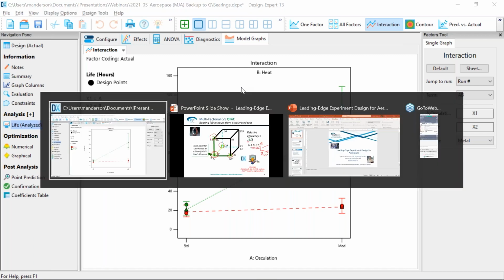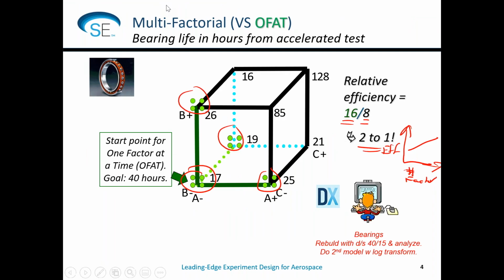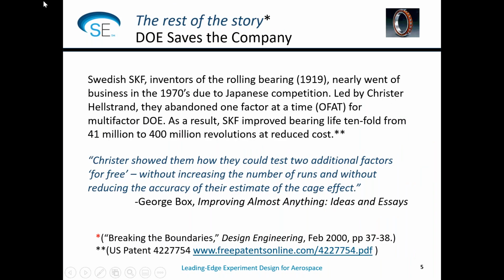And I just want to give you a nice little postscript from SKF, kind of the rest of the story. It turns out that when they had nearly gone out of business at SKF due to this Japanese competition, once Christer found out from George Box about this two-level approach, they abandoned the one factor and started doing this multi-factor. And as a result, they improved their bearing life tenfold, from 41 million to 400 million, and they reduced the cost as well. And you see the quote from George here.